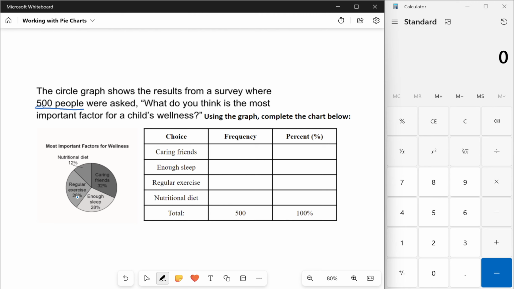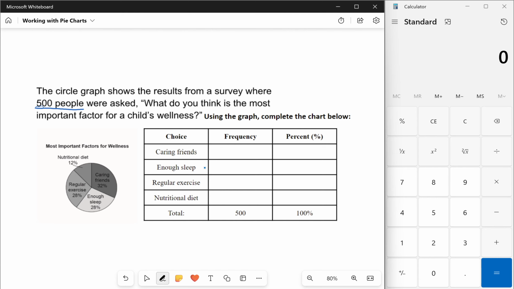Again, it doesn't matter exactly what the survey question was or what these choices are. Today we're just going to see how I can take this 500 total number of survey participants and, using these percentages, break them down so I can see how many actual people answered with nutritional diet, how many answered regular exercise, how many answered any one of these survey choices, because we know that they could only choose one of them.